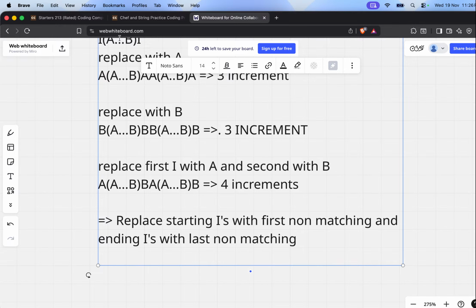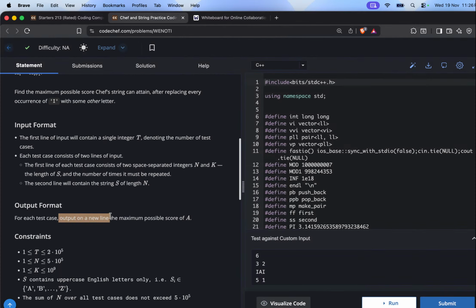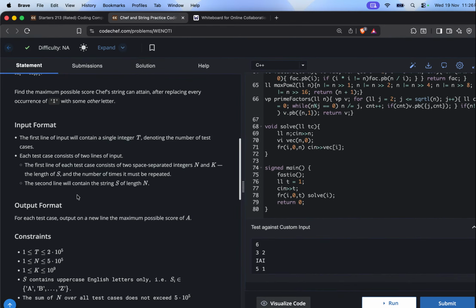Okay. So let's implement it through an algorithm. What are we asked? We are asked: what is the maximum possible score for this given string?